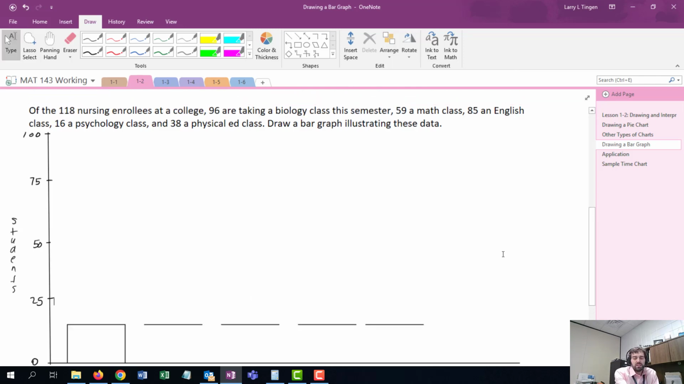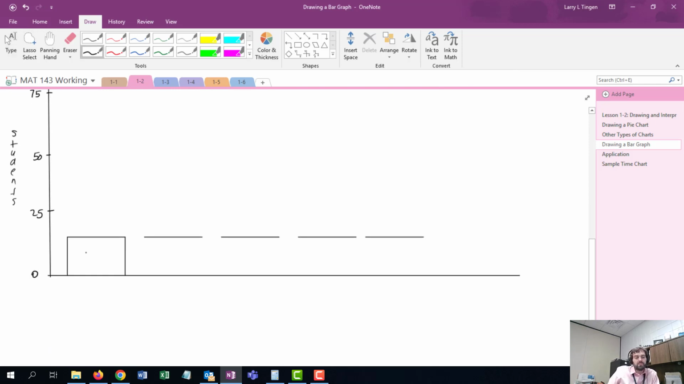Now I've already drawn some bars down here. And let's see, what were the questions? I have a biology class, I have a math class, I have an English class, I have a psych class, and I have PE class or phys ed class. So there are my categories, or those are the titles of my classes. I've labeled that as classes.